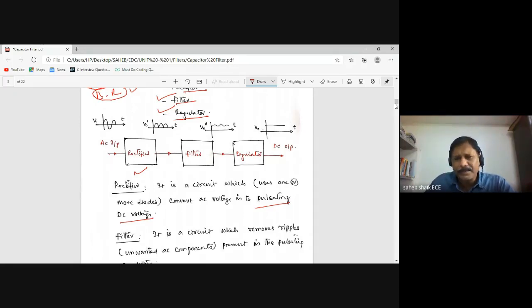So what is meant by pulsating DC? It is there in the slide also. It consists of unwanted AC components. Our intention is to have the pure DC. So this is the pure DC. You can see the waveform here. This we are getting at the rectifier part. If you go for the half wave, only half of the signal you take up. If you go for the full wave, whether center tap or bridge, you get the full wave.